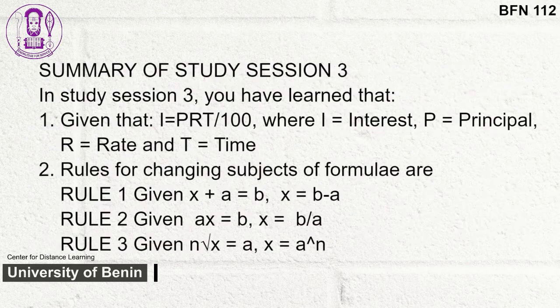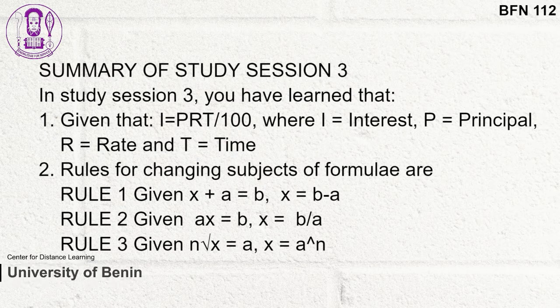Summary of Study Session 3. In Study Session 3, please note the following. 1. Given that I equals PRT divided by 100, where I equals interest, P equals principal, R equals rate, and T equals time. 2. Rules for changing subjects of formulae are: Rule 1. Given x plus a equals b, x equals b minus a. Rule 2. Given ax equals b, x equals b divided by a. Rule 3. Given nth root of x equals a, x equals a to the power of n.